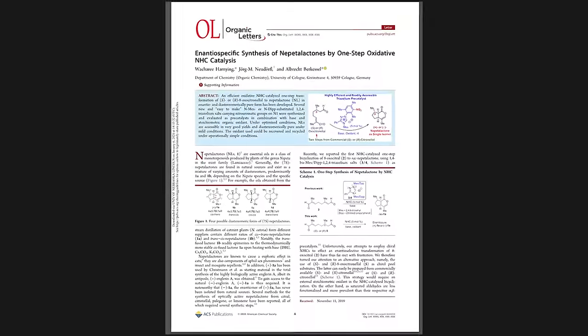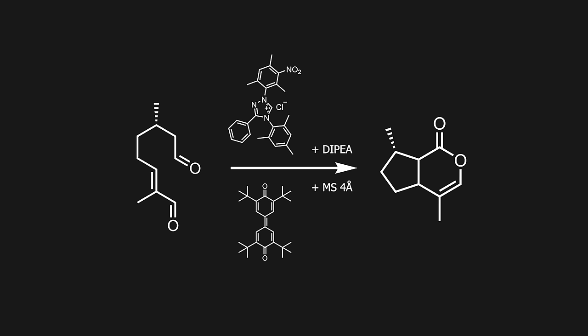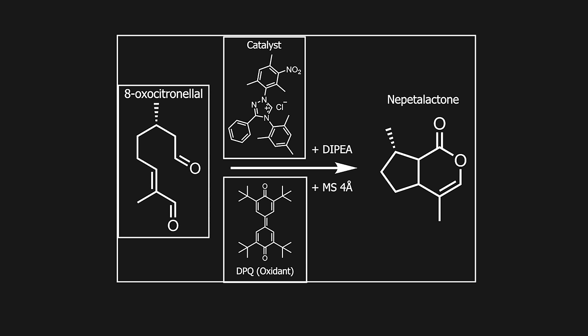And so, I came across this paper that also uses a cool stable carbene catalyst to make it. Let's break it down into parts first. The Nepetalactone synthesis requires three molecules that I need to make: 8-oxocitronellol as the precursor, the NHC catalyst, and the oxidant DPQ.